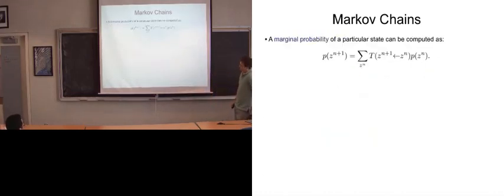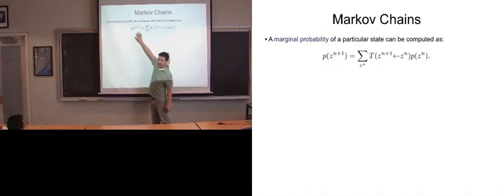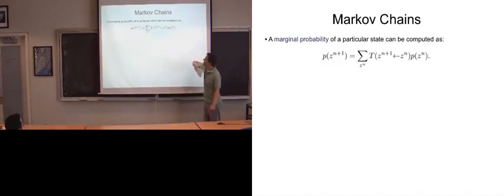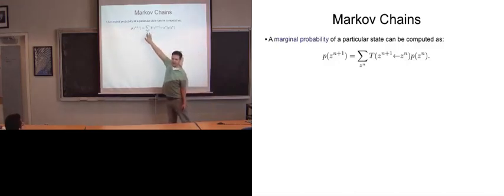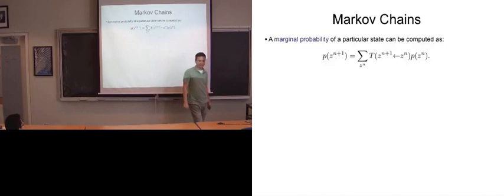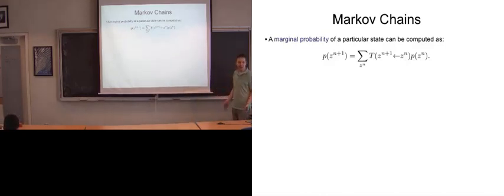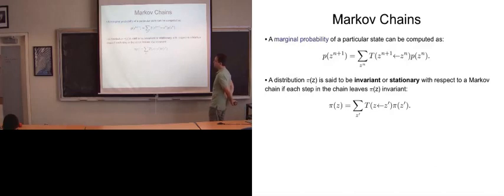Now, the marginal probability of a particular state can be computed as follows. So if you compute the probability of being in state Zn plus 1, well, it's the probability of starting at Zn, transitioning to Zn plus 1, and summing out over Zn. Right? If you look at this, there's nothing particular. It's like specifying the joint probability and marginalizing out one of these random variables. Right? But that's the marginal distribution.